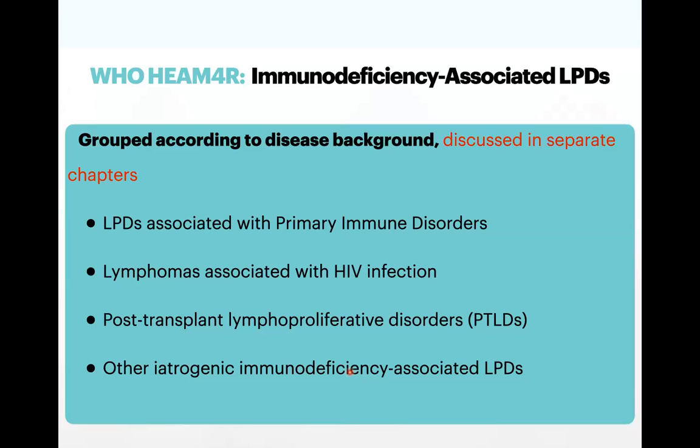So in the HAEM 4th revised edition, there was a section on immunodeficiency-associated lymphoproliferative disorders, which included separate chapters, grouped according to the disease background. First was the lymphoproliferative disorders associated with primary immune disorders. Second was lymphomas associated with HIV infection. Then there were four types of post-transplant lymphoproliferative disorders and other iatrogenic immunodeficiency-associated lymphoproliferative disorders. So this was the classification given in the 4th revised edition.